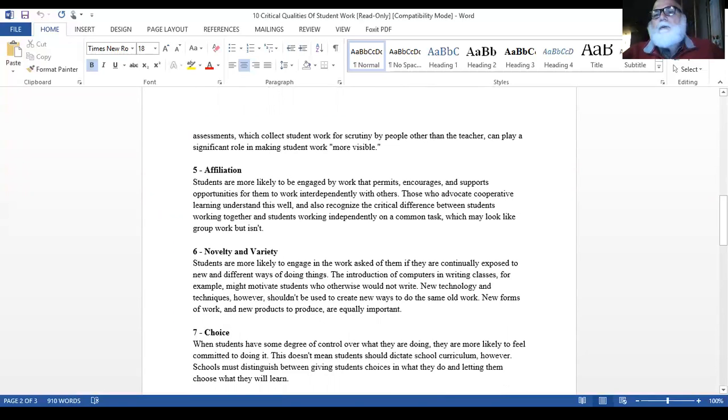Affiliation, not to be confused with group work. Students are more likely to be engaged about work that permits, encourages, and supports opportunities to then work independently with others. This is kind of like your peer reviews, especially your Zoom peer reviews, where you work independently, but then you get together and share as a group, but you have your own tasks to do along the way. It's not actually group work, it's affiliated work. Novelty and variety.